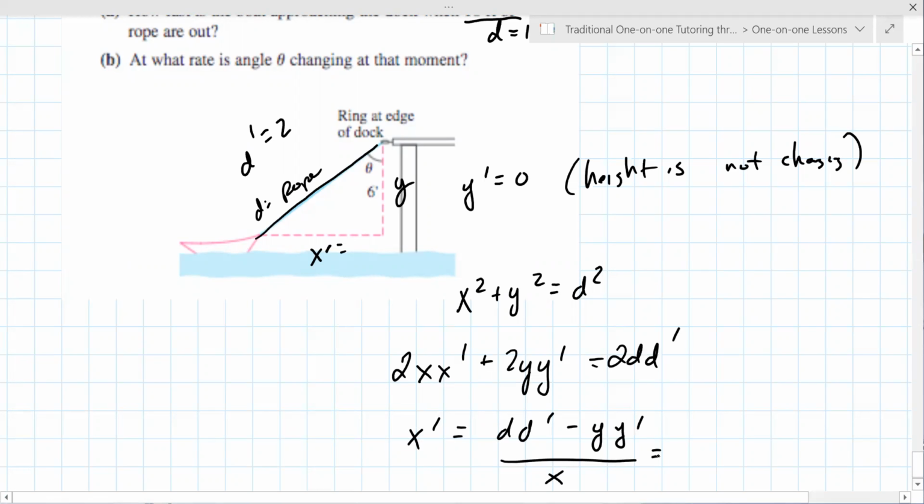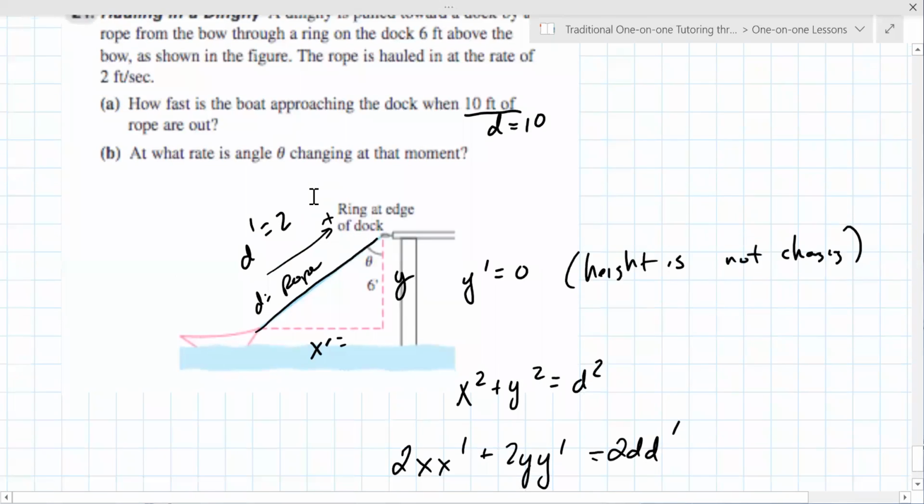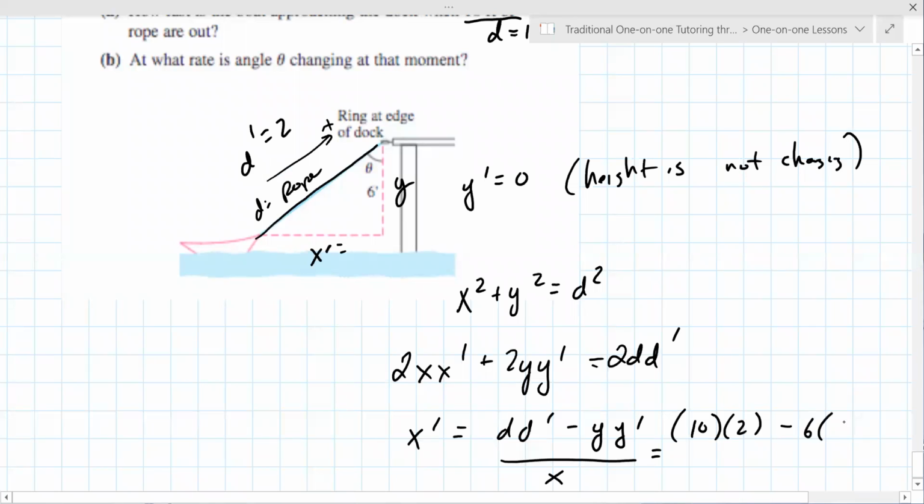Let's see if we have some of these numbers. We do. D is 10, D prime is 2. Now we're sort of artificially choosing that going that way is positive, but that's okay. Minus, well, Y is 6, but Y prime is 0. Now we don't have X. So to get X, we have to make the triangle again. This is 10, this is 6. So it ends up that X is 8.